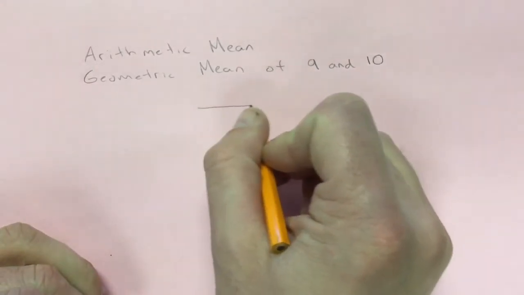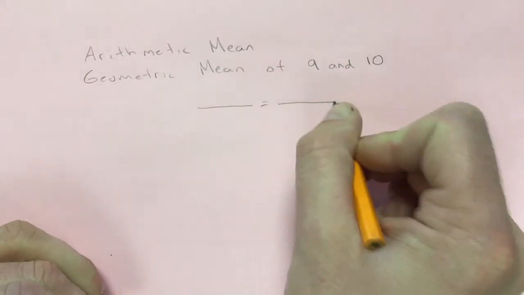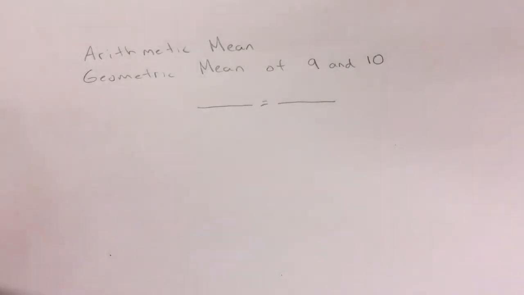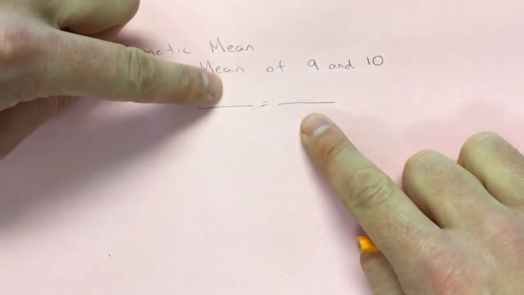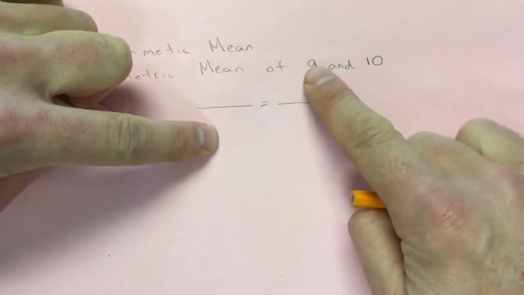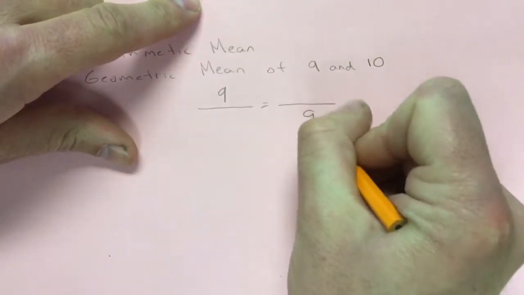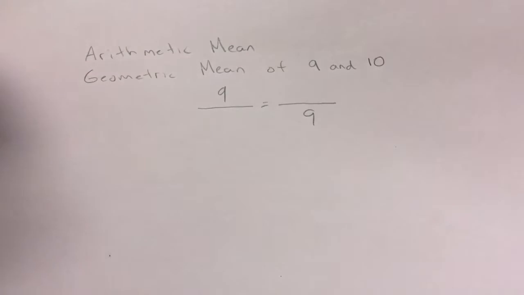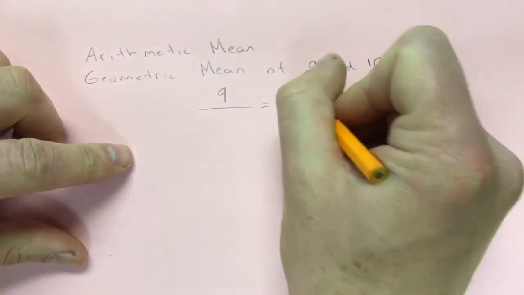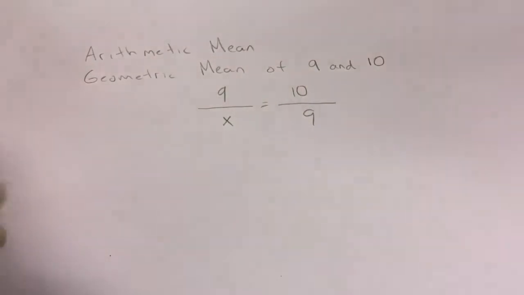So if I'm finding the geometric mean of 9 and 10, all you do is take 9 and put it in two different spots of the proportion. So I could put it here and here, or I could put it here and here. Doesn't matter. So I could just go 9 and 9, and then the parts that occupy the other two positions are 10 and x.